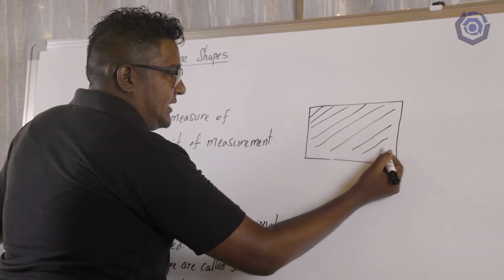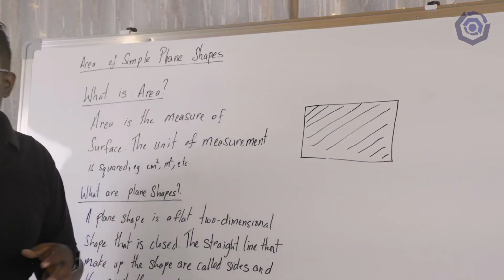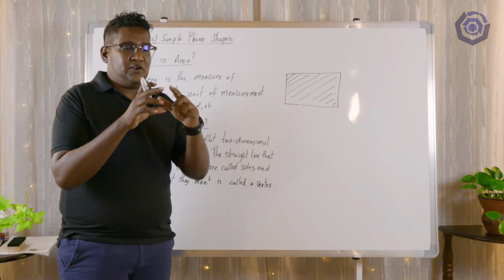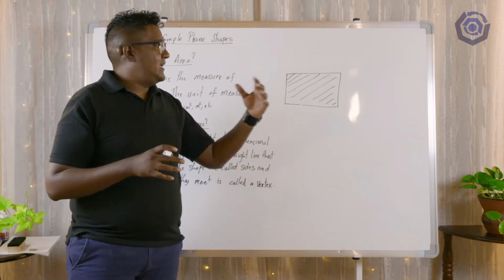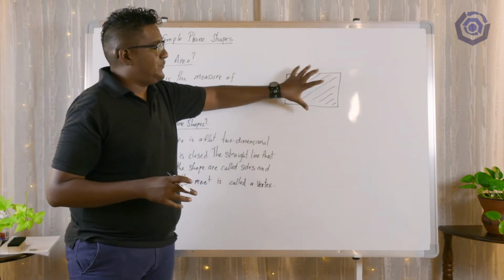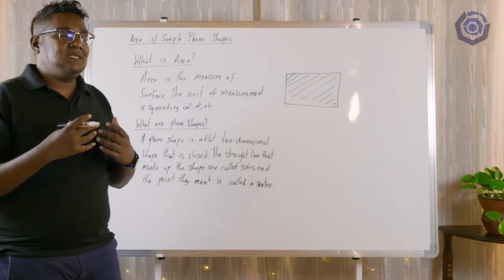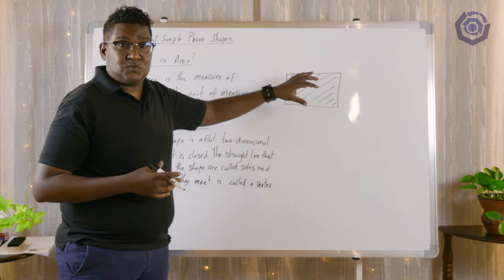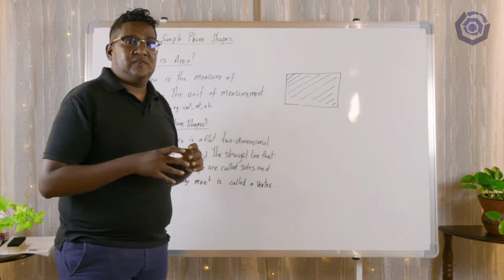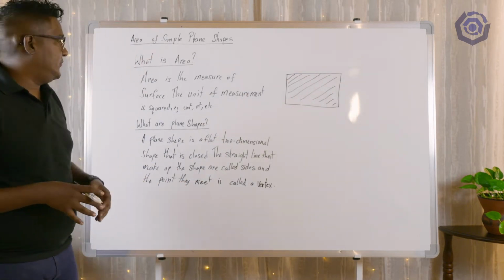So after finding the area, let's say you want to use tiles, you would then have to go and find the area of one of your tile and then divide the total area of this room by the area of one of your tile, and then that would tell you how many tiles you need to cover this room. So this is the application of area in a real life situation.